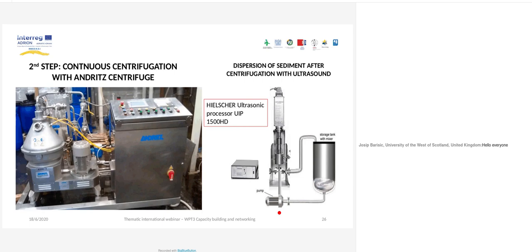And we also use this ultrasound system for this, because you have a sediment and you need to put this sediment again into some kind of dispersion, and ultrasound is useful for that.